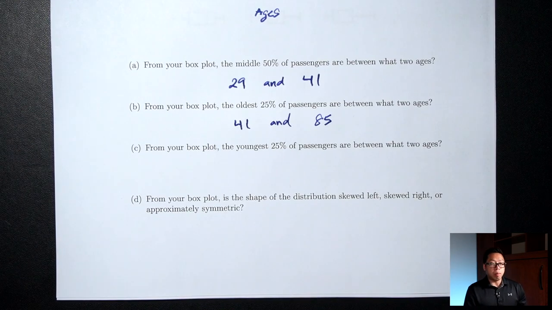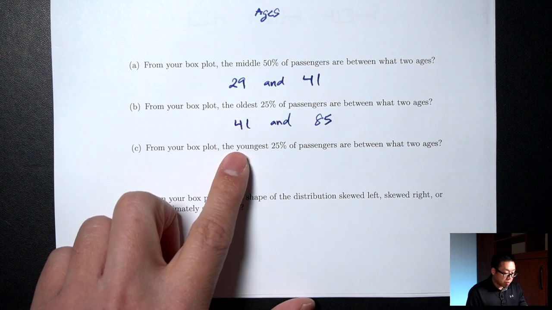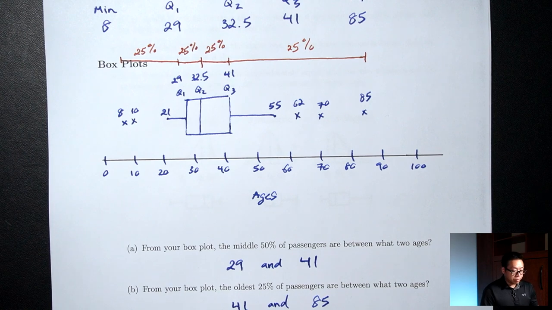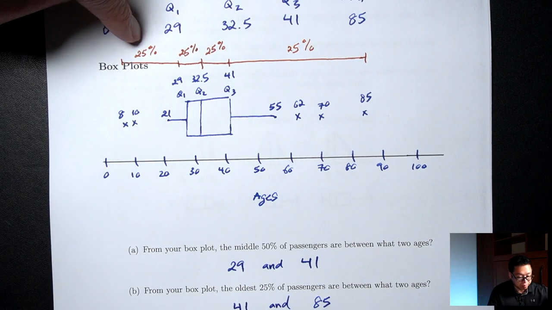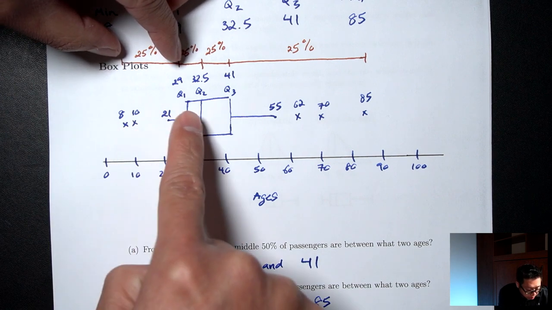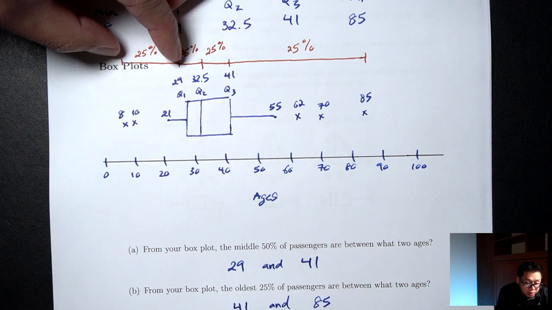Part C, from your box plot, the youngest 25% of passengers are between what two ages? Youngest, meaning lowest age, lowest 25%. This is the lowest 25%, between 8 and 29, right? So it goes all the way up to the left side of the box. 8 and 29.